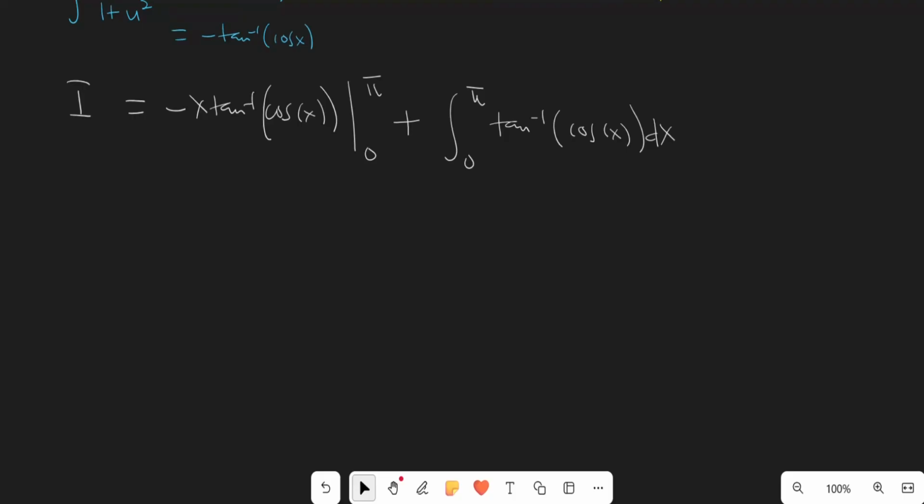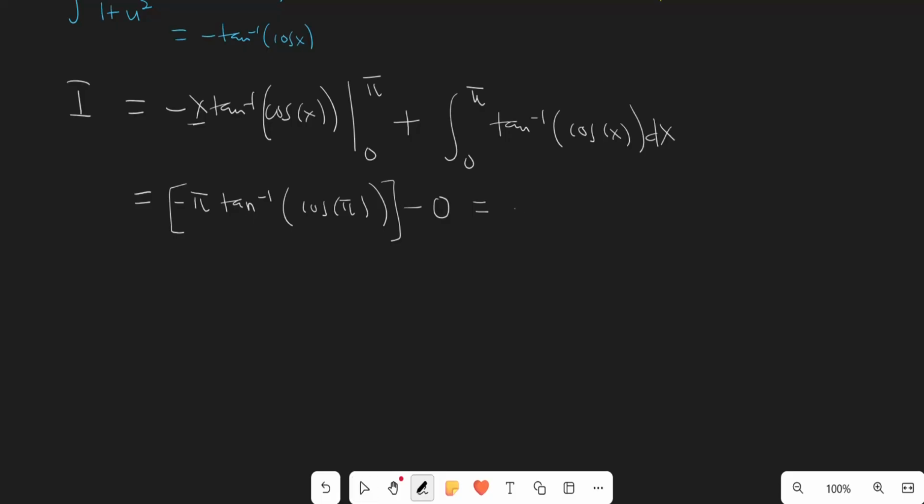So this is what our integral has been reduced to. So let's find the limits here. If you plug in pi, that's going to be negative pi tan inverse of the cosine of pi, right? Minus, when you plug in 0, everything is going to be 0. Cosine of 0 is 1. Tan inverse of 1 is pi over 4, but the 0 here is going to make everything 0. So the lower limit is actually 0, and the upper limit evaluates to just: cosine of pi is -1, and tan inverse of -1 is going to be negative pi over 4.